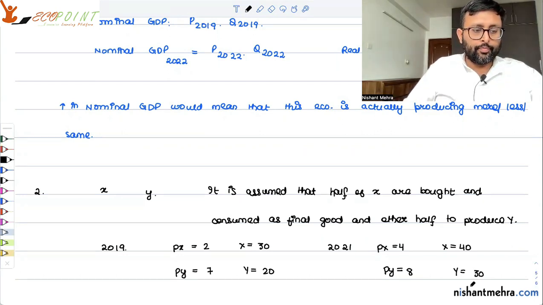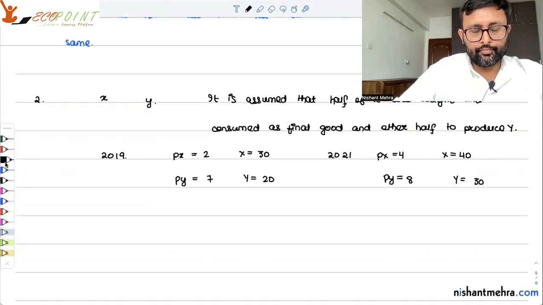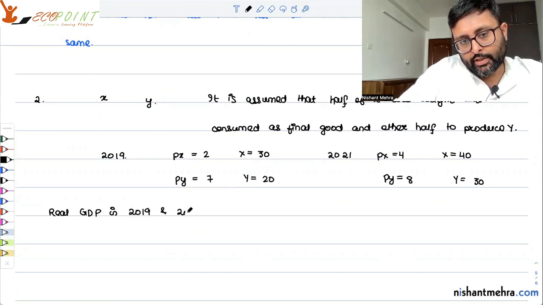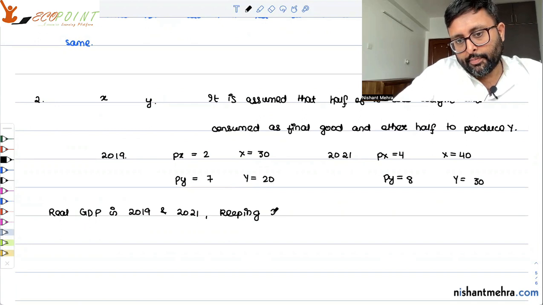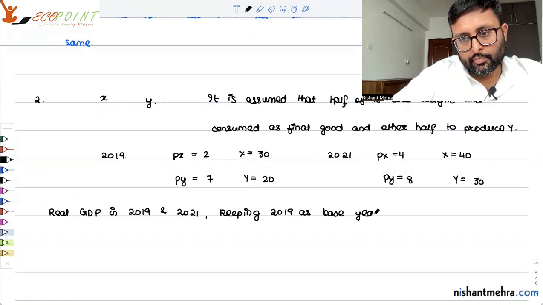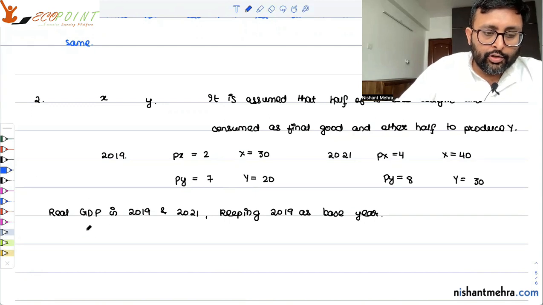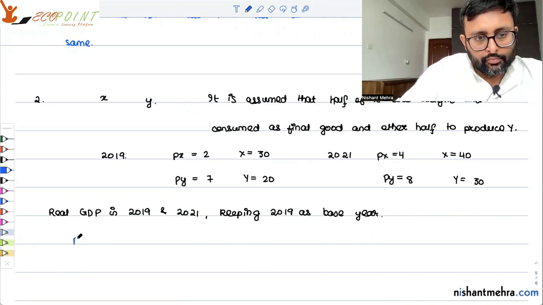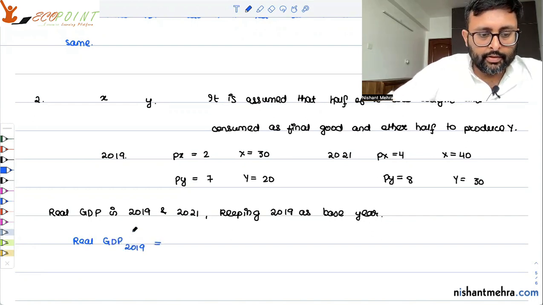Right. So if we calculate real GDP in 2019 and 2021, keeping 2019 as base year. तो देखो बेटा, you are keeping 2019 को base year लिया है, तो फिर nominal GDP in 2019 and real GDP in 2019 will remain same. So real GDP in 2019.